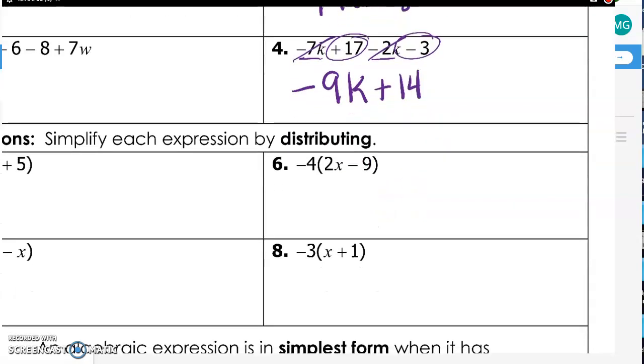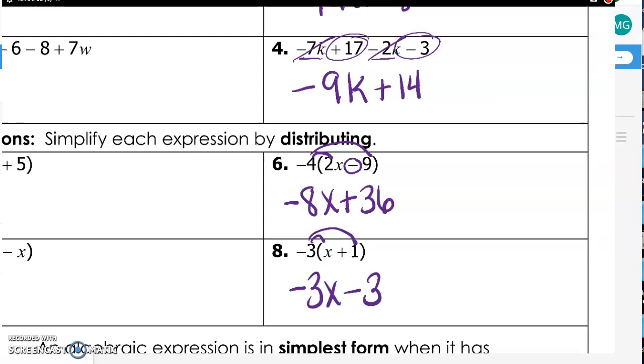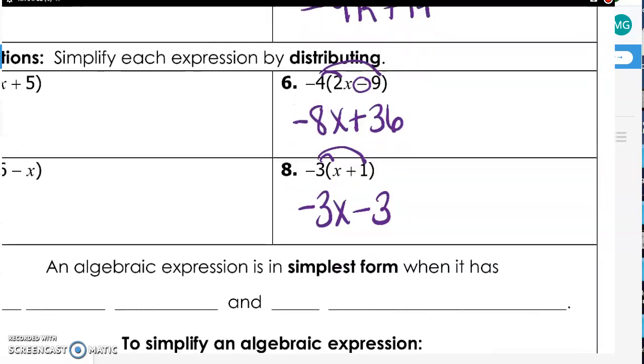To distribute means to multiply, so you're going to take negative 4 times 2x to get negative 8x. Negative 4 times negative 9 is positive 36, so plus 36. Number 8, negative 3 times x is just negative 3x. Negative 3 times 1 is negative 3, so we write that as negative 3x minus 3. So now we're going to have those two things combined.